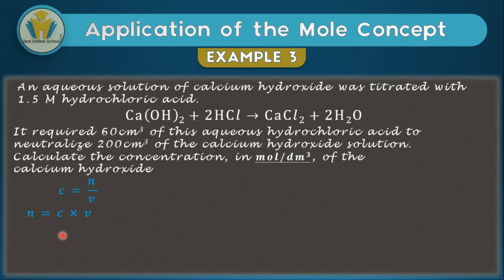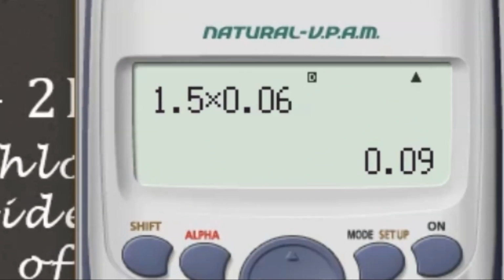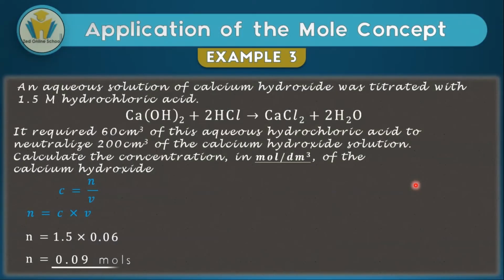The concentration is 1.5. Again, you can see our volume is not given in cubic decimeters, so we need to convert this in cubic decimeters. We will do that by simply dividing this 60 by 1000, and we're going to have 0.06. You can do that on your calculator. I'm sure you've done that and you've proven that truly this 60 when divided by 1000 will be 0.06. 0.09 is the number of moles we have. These are the moles for hydrochloric acid.